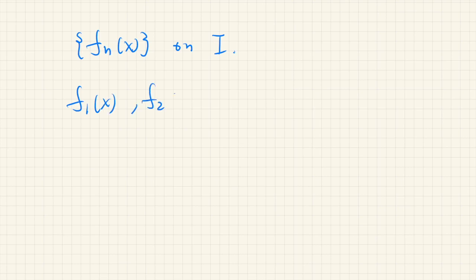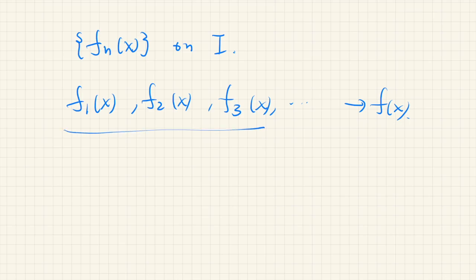Alright, in this video, we consider a sequence of functions defined on some interval I. So that is f1 of x, this is a function on this interval. Another function, f2, f3, and so on. If it converges to some function, then in what sense does this sequence converge to this function? So let's begin.